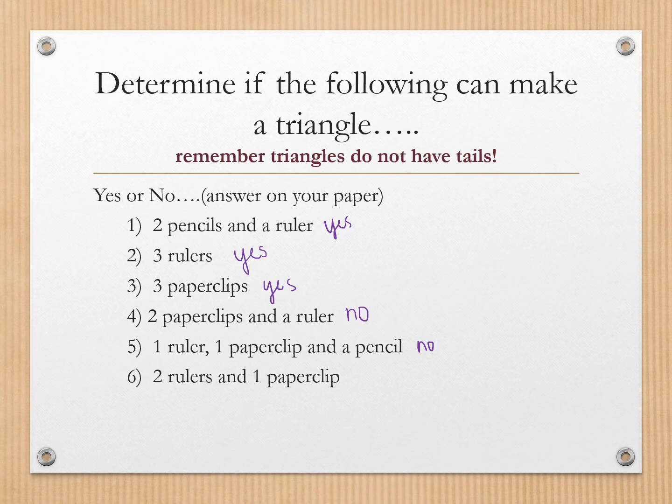2 rulers and 1 paper clip. So the paper clip could be like the bottom of that triangle, and the rulers could butt up on the end of the paper clip, and they would definitely touch. So that one would give me a yes.